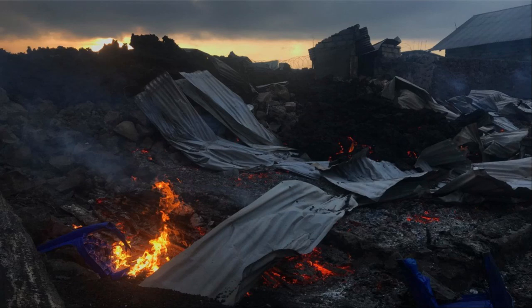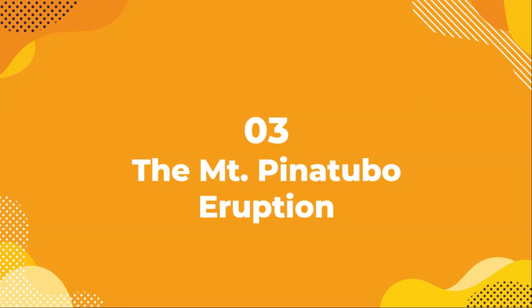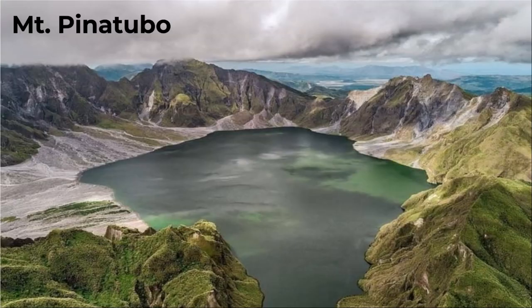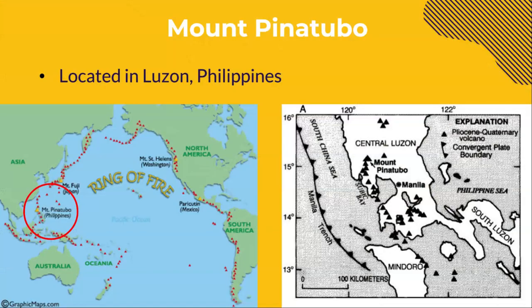Here's a small example of the aftermath of a volcanic eruption. Next, we'll look at the Mount Pinatubo eruption. Here's a picture of what remains of the volcano today. Mount Pinatubo is located in the Luzon Island in the Philippines, located off the coast of Southeast Asia. Here are a couple of references to better understand the exact location.